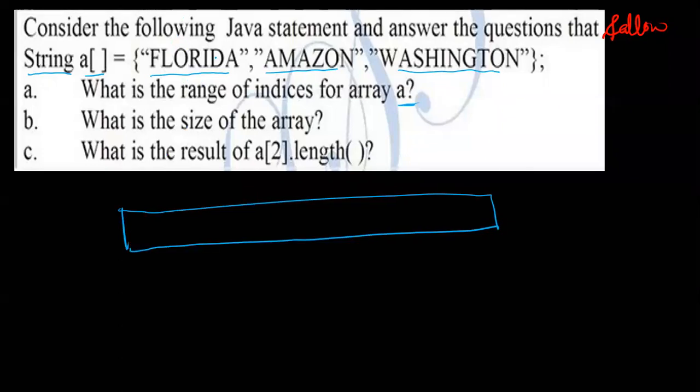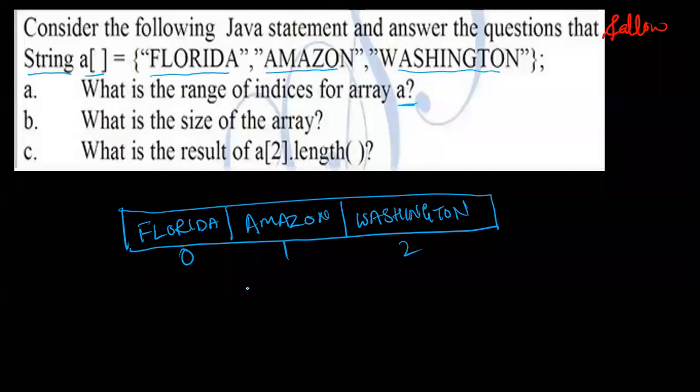So this is a string, so store that string. Next, another string, Amazon. Next, another string, Washington. These are the three elements. You know, the index always starts from 0. So 0, 1, 2. The range of the indices means the indexes.